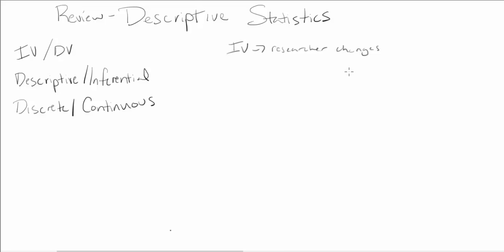So the independent variable is what I, as the researcher, change. The dependent variable is going to change as a result of the IV, so it changes because of the independent variable. So the dependent variable kind of depends on the IV, so that's how I remember it. So the DV depends on the IV. The IV is what I change as the researcher.